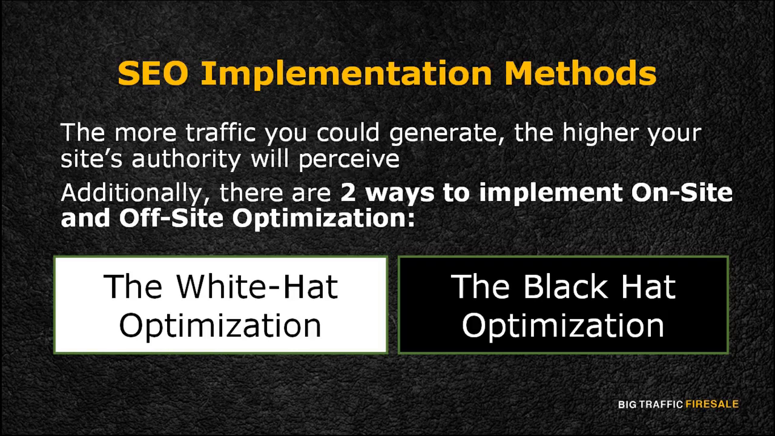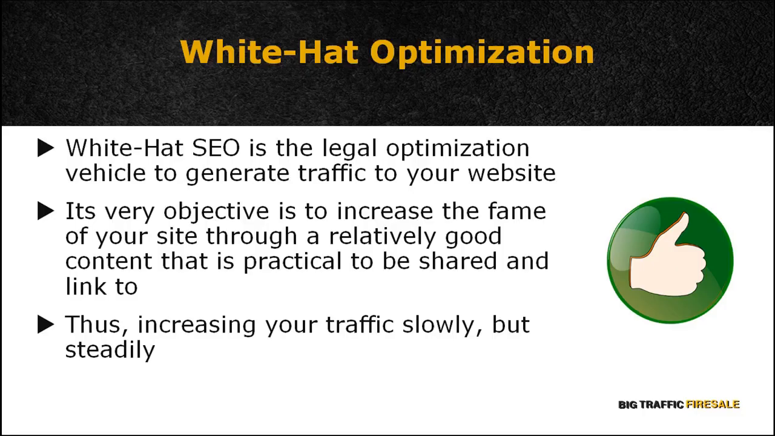There are 2 additional ways to implement on-site and off-site optimization. Meet the white hat and black hat of SEO. They are known as part of the implementation method for you to utilize on-site and off-site optimization. White hat SEO is the legal optimization vehicle to generate traffic to your website, while black hat SEO isn't. Despite the need to keep pulling traffic to your site, there are cases where desperate online users would opt for black hat SEO. White hat consists of building links to your site and analyzing potential optimized keywords.